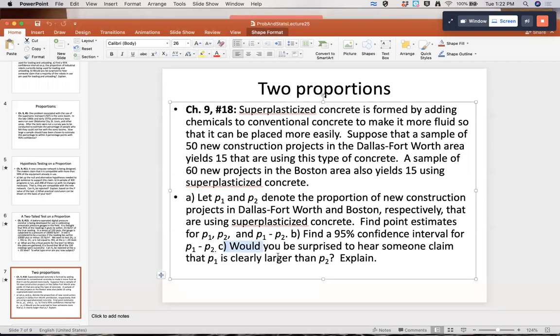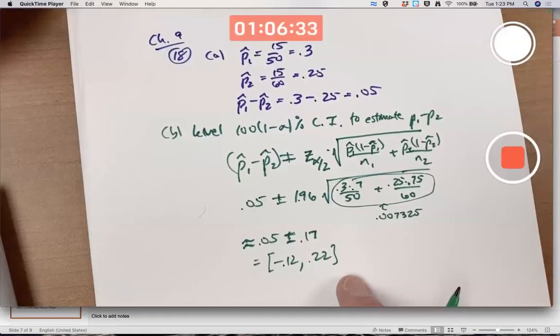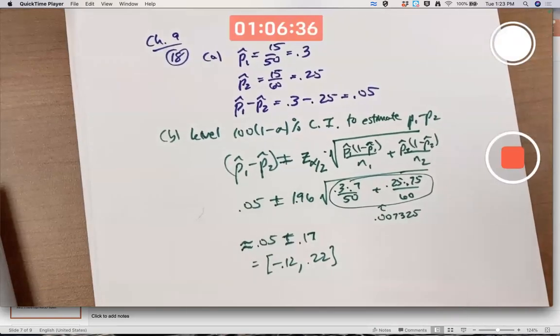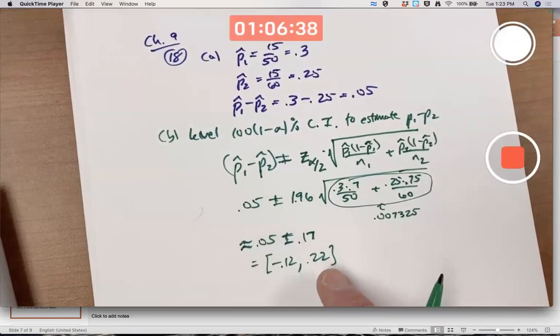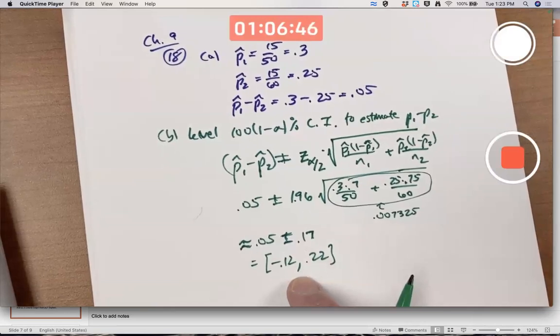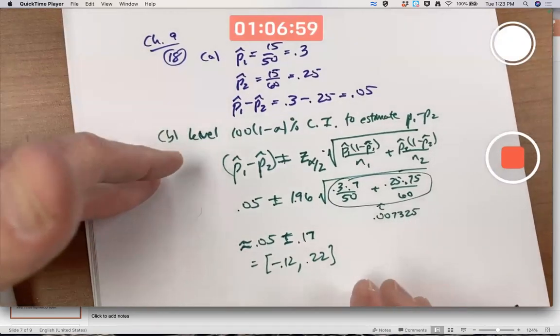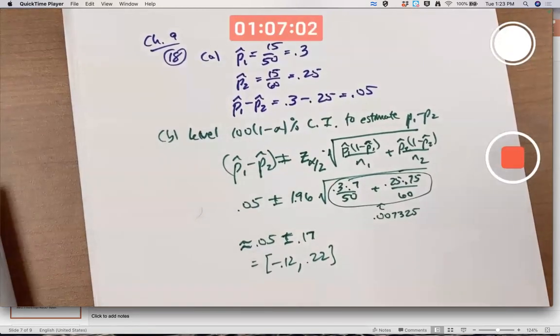Would you be surprised if someone claimed P1 is clearly larger than P2? You should answer no. Or, excuse me, yes, sorry. Why? I would be surprised if somebody said P1 is clearly larger than P2 because this interval contains both positive and negative numbers. You might even say it contains a lot of both positive and negative numbers. There's no clear evidence that P1 minus P2 is definitely positive or definitely negative here.